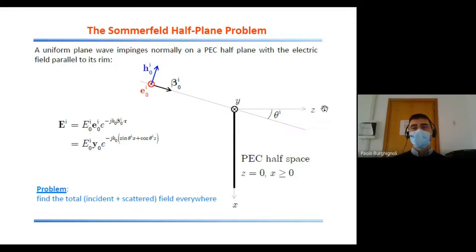Okay. Now the problem is to find the total field everywhere in space, and the total field is by definition the sum of the incident field plus the field due to the presence of the half plane. Here we have a first, but it's a half plane, of course. And the scattered field is due to the currents that will be established on this half plane.